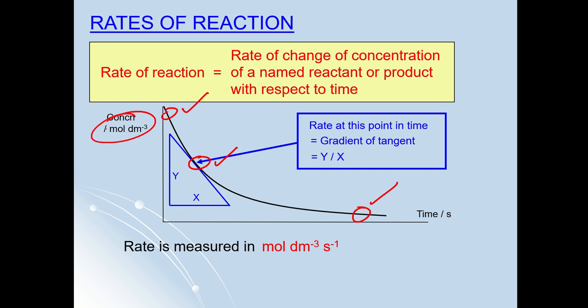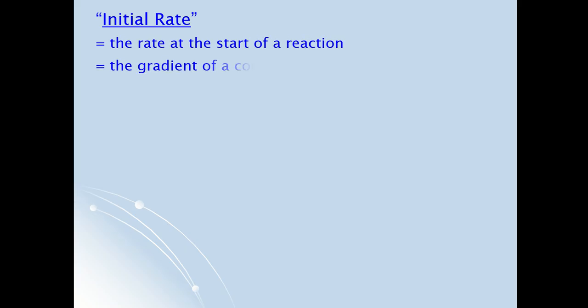In this particular instance we have moles per decimeter cubed for our units of concentration, and on the x-axis we have time in seconds. So our rate for this particular measured reaction is moles per decimeter cubed per second. Okay, and you can see of course that it decreases over time. Now we have a couple of different ways that we might measure the rate of reaction. We have initial rate of reaction, and that is right at the start of the reaction.